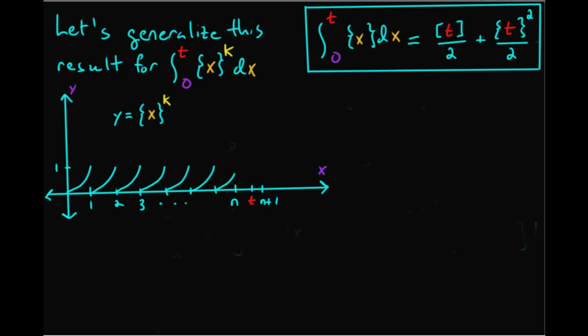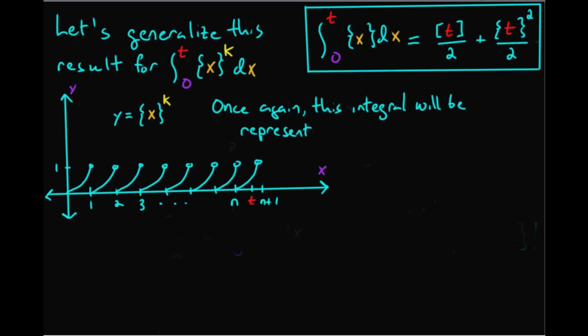So this curve could represent the first part of a parabola from 0 to 1, or the first part of a cubic from 0 to 1. But whatever it is, it's going to represent that repeating segment of the graph of, for example, the function y equals x squared from x equals 0 to 1, or y equals x cubed from x equals 0 to 1, or y equals x to the fourth from x equals 0 to 1, and so on. And once again, this integral will be represented by the area bounded between the function y equals the fractional part of x to the k and the x-axis between x equals 0 and x equals t.